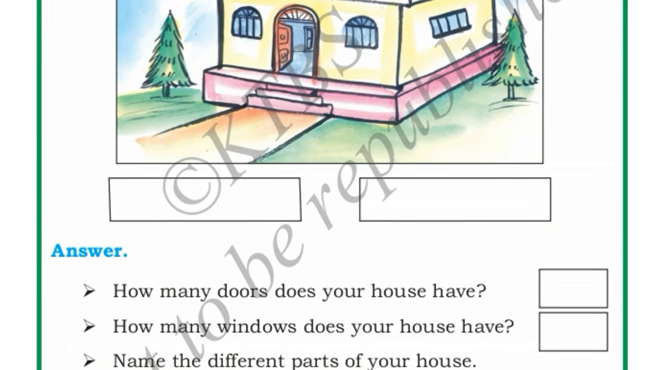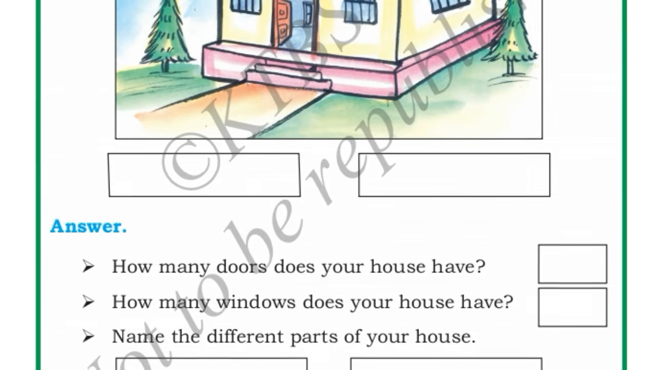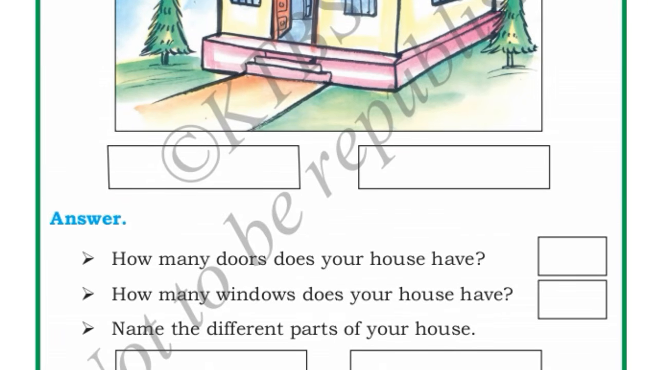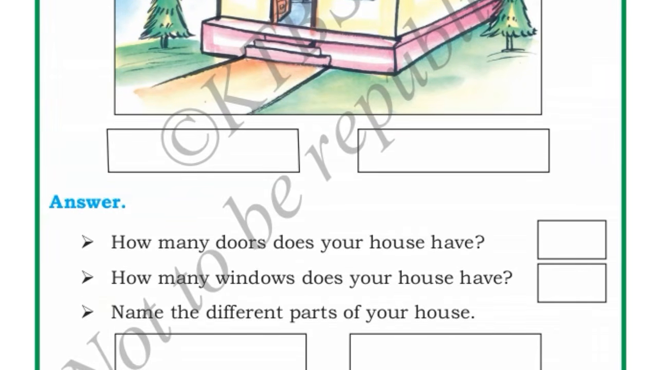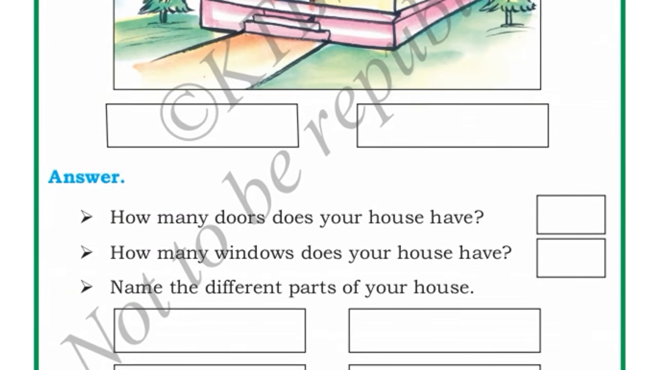Children, you have to count the doors of your home. However many doors you have in your home, you can write here. Next, you also have to count the windows of your home, and write how many windows you have in your home. You have to write here.